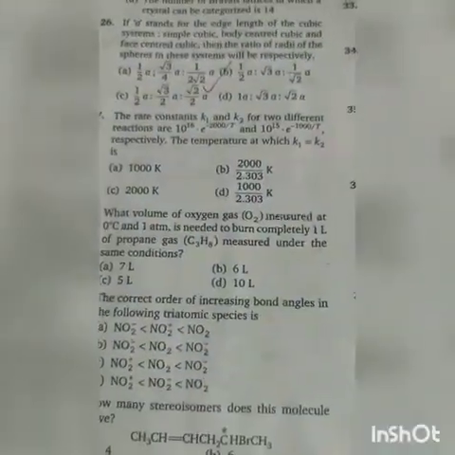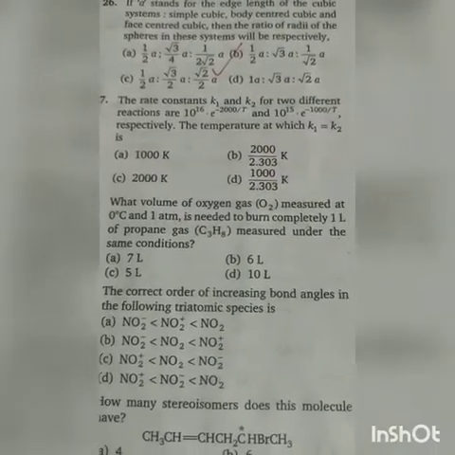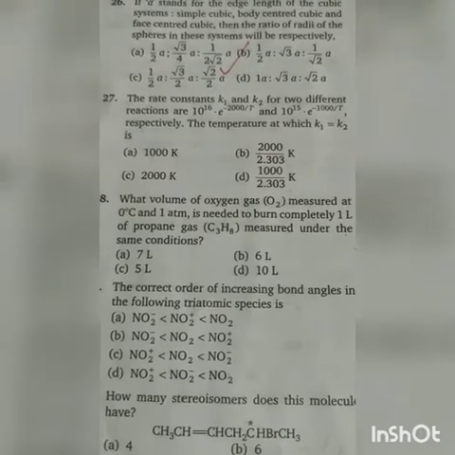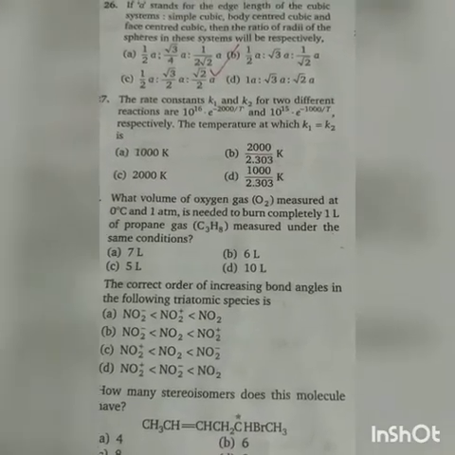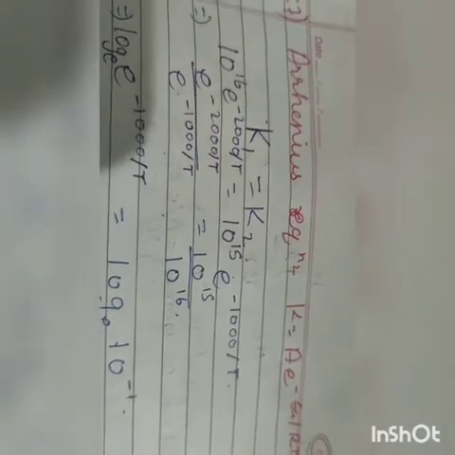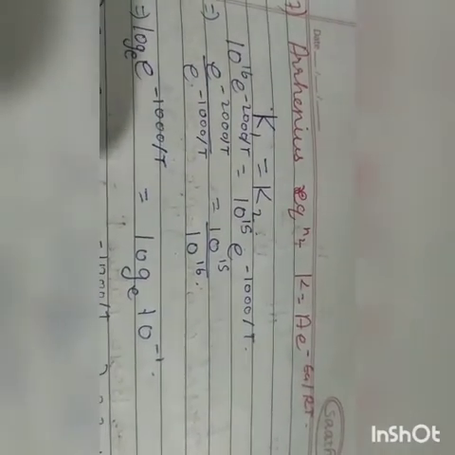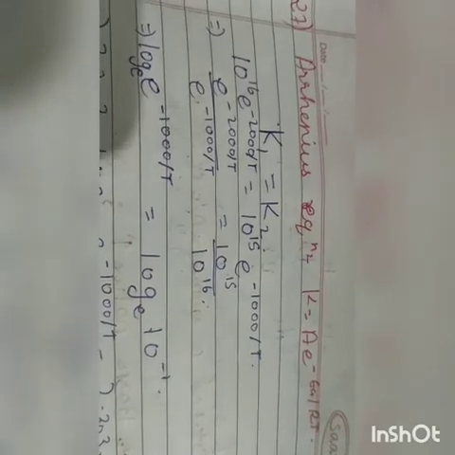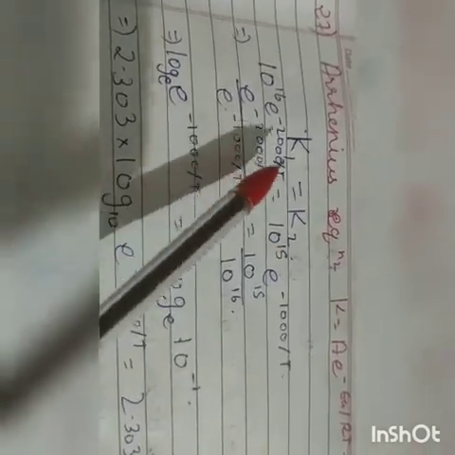Now question number 27. The rate constants K1 and K2 for two different reactions are 10 to the power 16 e to the power minus 2000 by T and 10 to the power 15 e to the power minus 1000 by T respectively. The temperature at which K1 is equal to K2 is. So we know that the Arrhenius equation tells that K is equal to A e to the power minus Ea by RT. So K1 is equal to K2. Now here we will put the values which are given in the question.